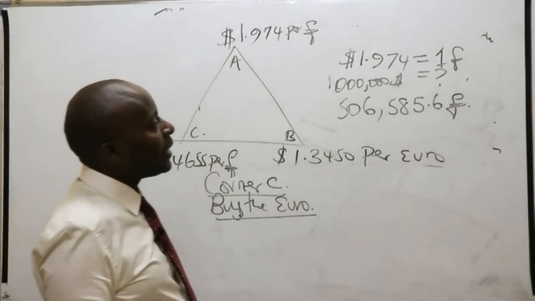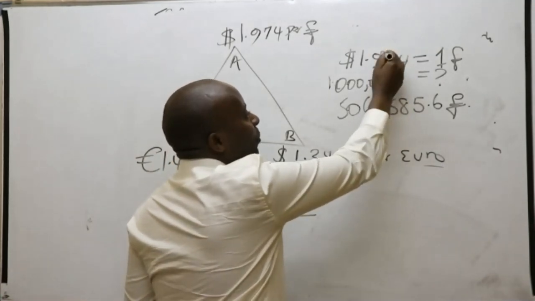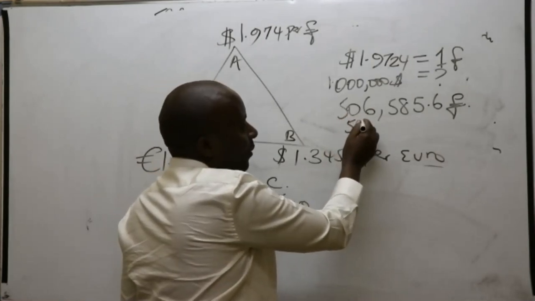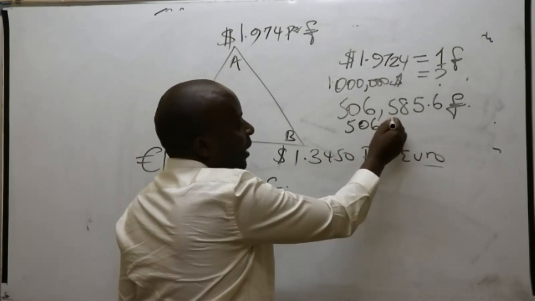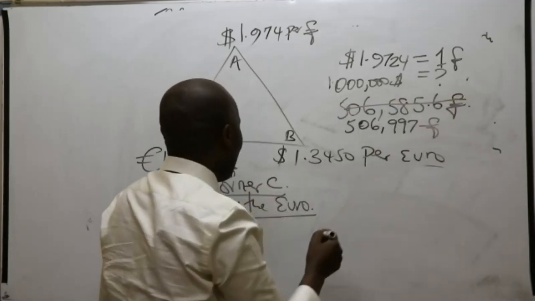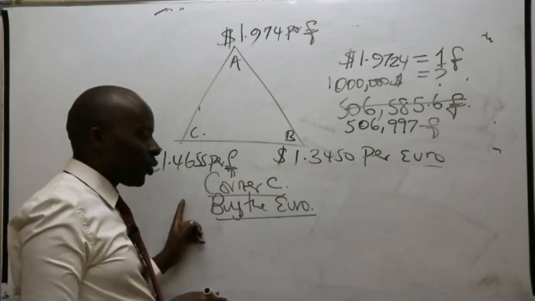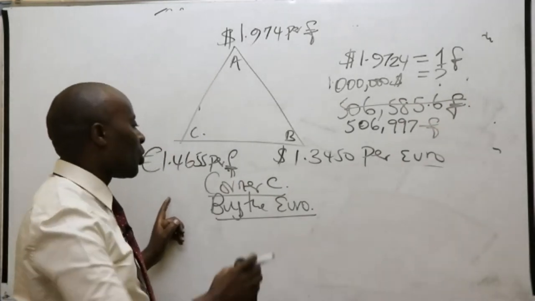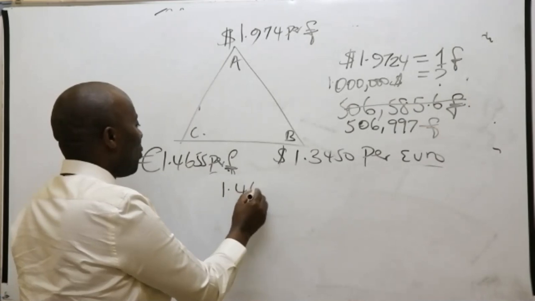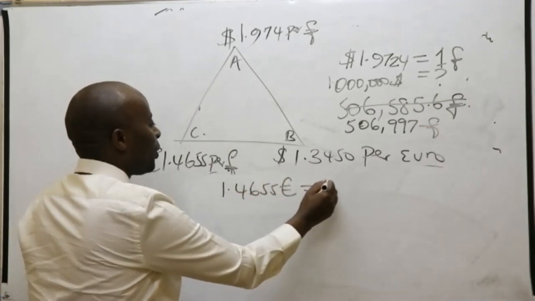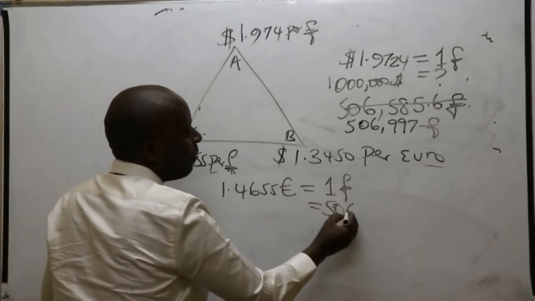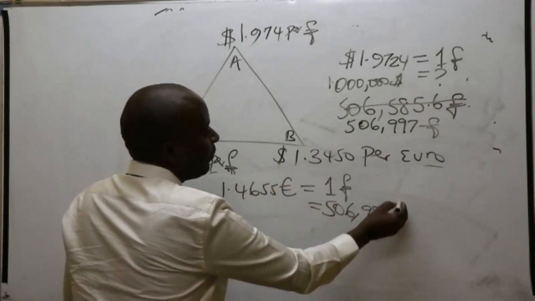Oh, this figure is 1.9724. Thank you very much. So of course this will change now. It'll be 506,997 pounds exactly. Now with those pounds, come and buy euros. When I'm buying euros, ladies and gentlemen, it's not lost on me that I have an exchange rate. When I'm buying euros there, what do I have? I have 1.4655 euros equals £1. How about 506,997 pounds?